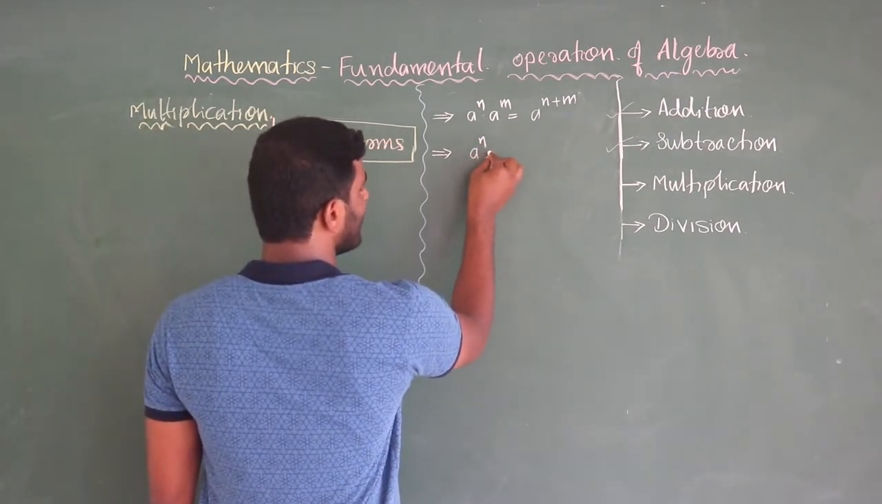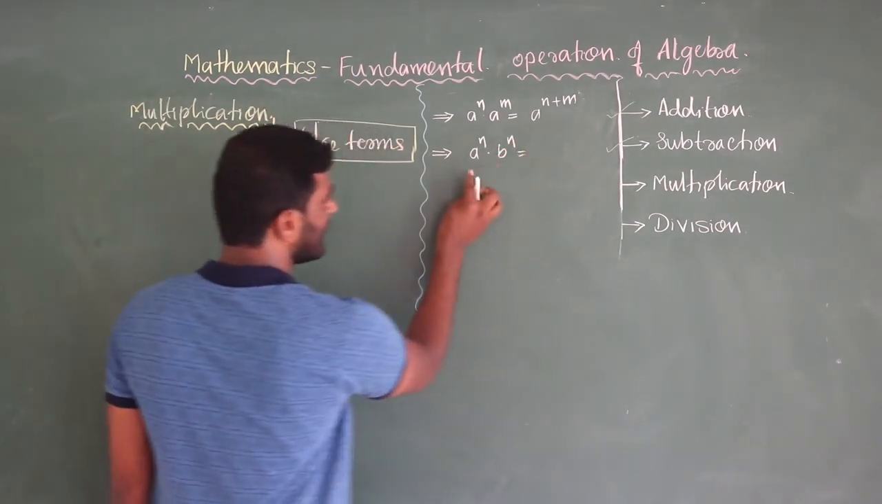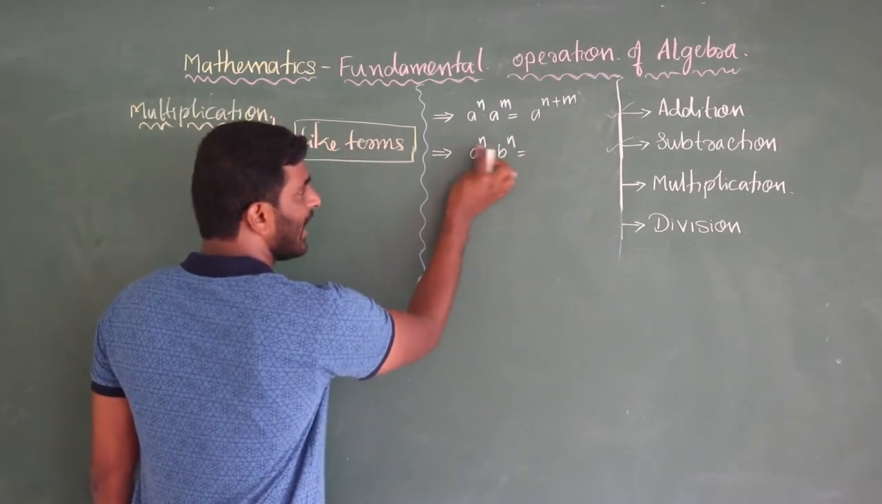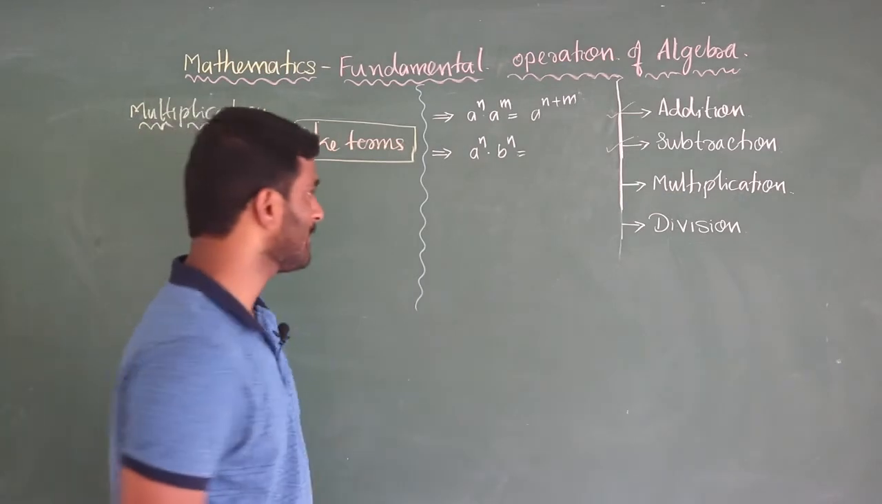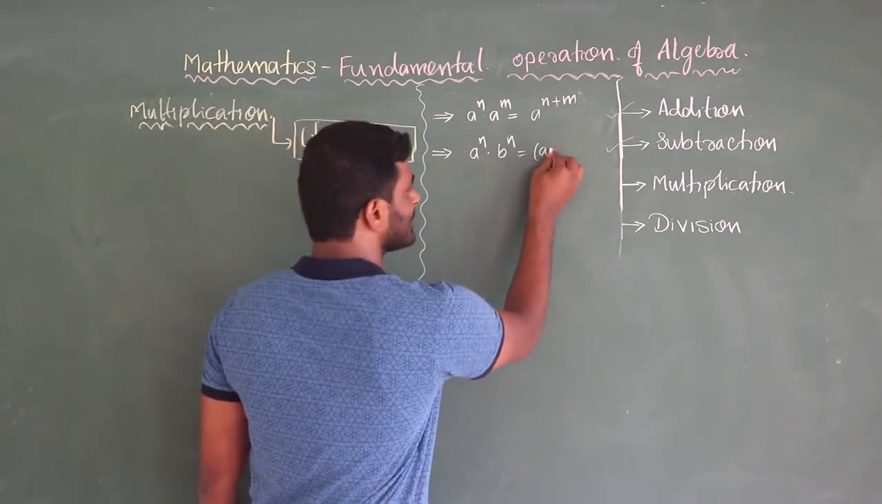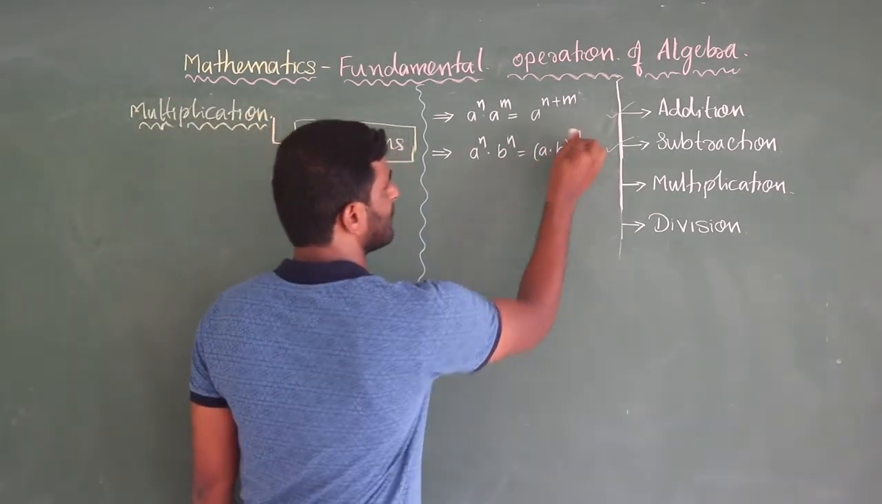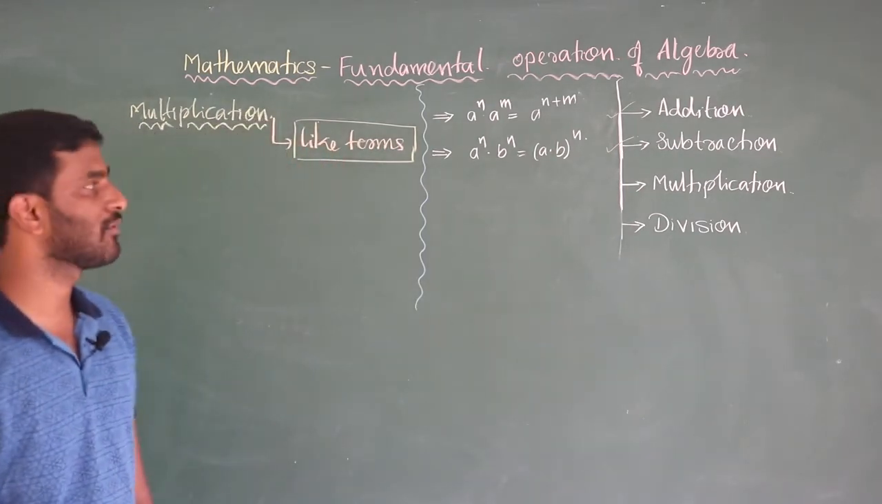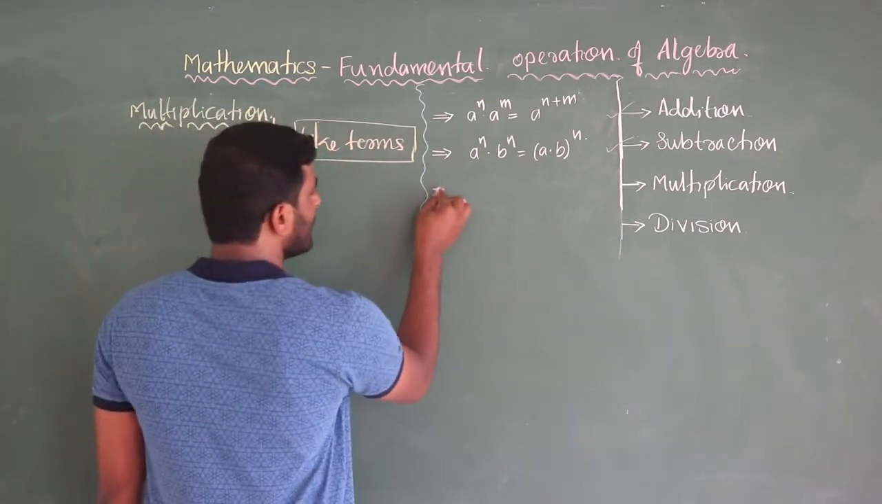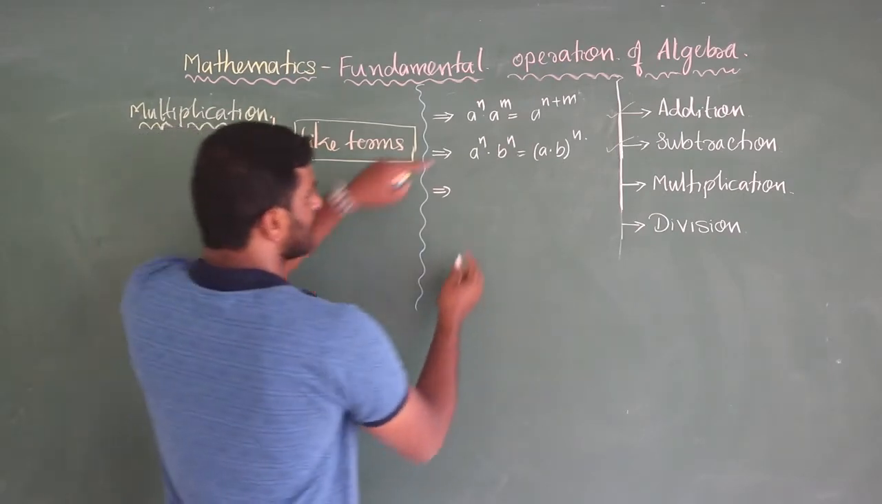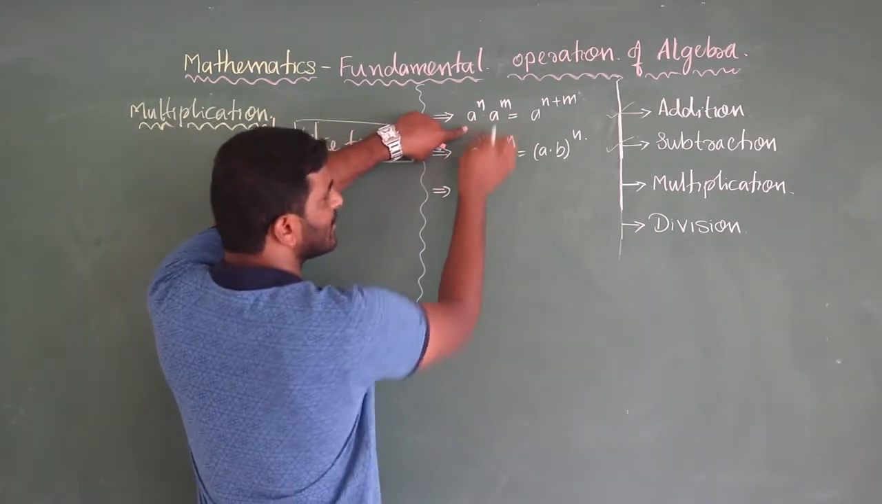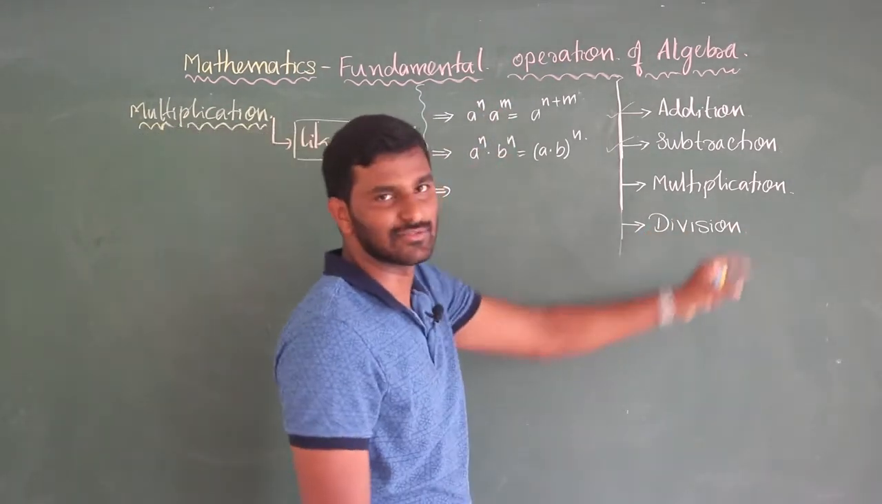Sir, if the base is different and the exponent is same, there is a to the power of n into b to the power of n. See, if the base is different and the exponent is same, then we can multiply the bases: a into b to the power of n. Division is also the same thing.